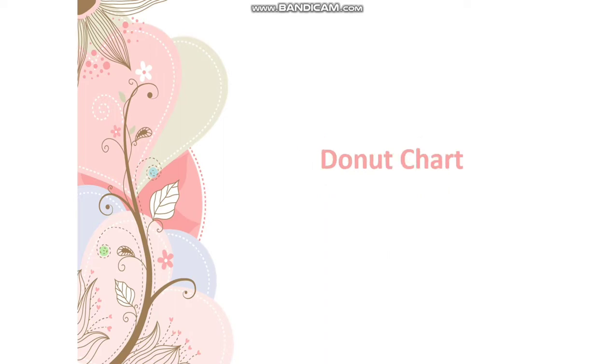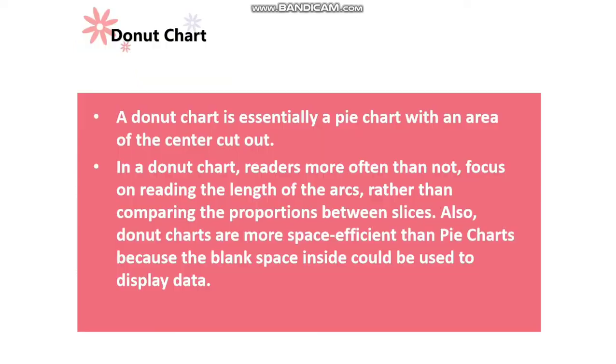In today's video, I am going to create a donut chart in Tableau. Let's get started. A donut chart is essentially a pie chart with an area of the center cut out. In a donut chart, readers are often focused on reading the length of the arcs rather than comparing the proportions between slices. Also, donut charts are more space efficient than pie charts because the blank space inside could be used to display data. Let me open Tableau public application and show you how to create a donut chart.